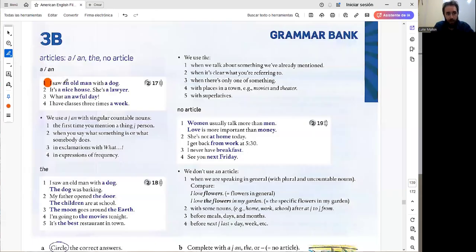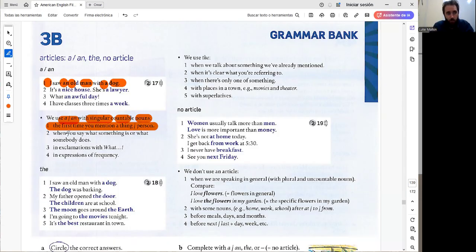I saw an old man with a dog. So there is one old man and one dog. An, because the vowel O, and a, where there is no vowel. We use a or an with singular countable nouns like men and dogs. We use a the first time we mention a thing or a person. So this is an old man with a dog because there are many different men and many different dogs.